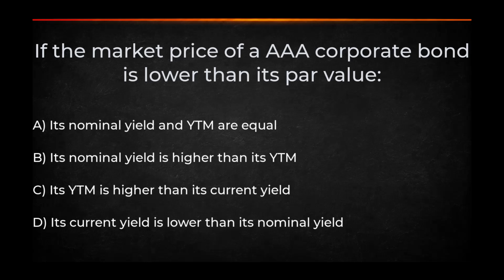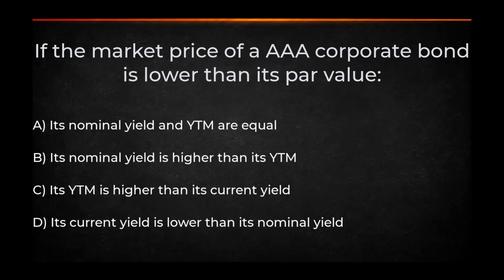Okay, so let's go ahead and increase the difficulty level a bit here. If the market price of a AAA corporate bond is lower than its par value, well then, nominal yield and YTM are equal. Nominal yield is higher than YTM. YTM is higher than current, or current is lower than nominal. So now we're talking about yields.